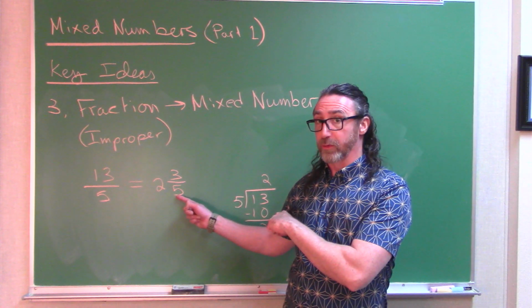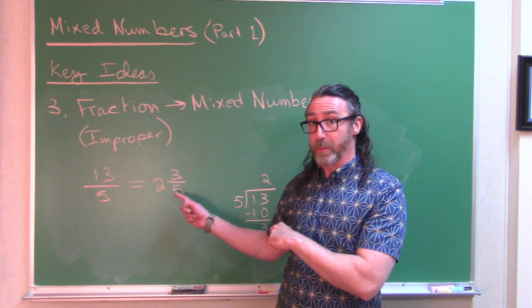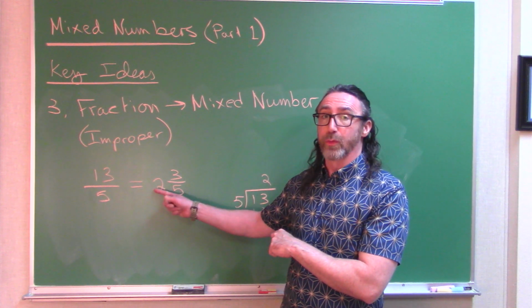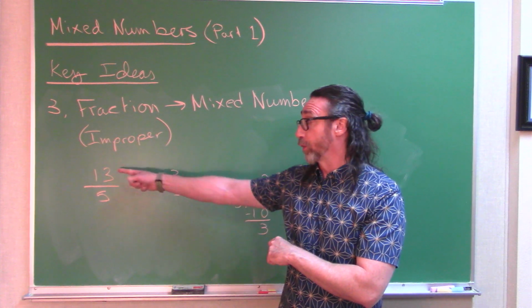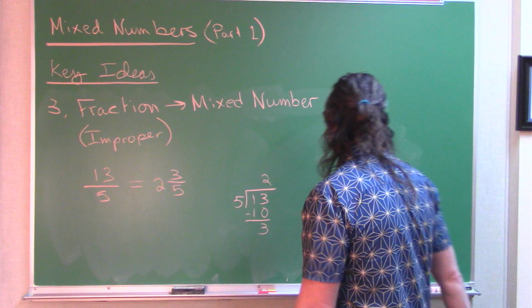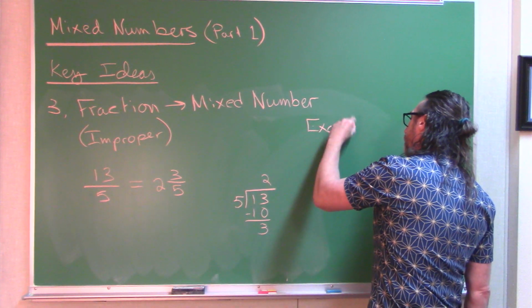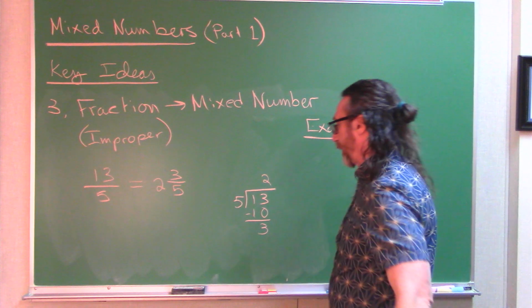Okay, and of course, you can always check by going backwards. If we apply the procedure that we just discussed for going to a fraction from a mixed number, 5 times 2 is 10, plus the 3 is 13/5. Okay? Let's do another quick example of taking a fraction.